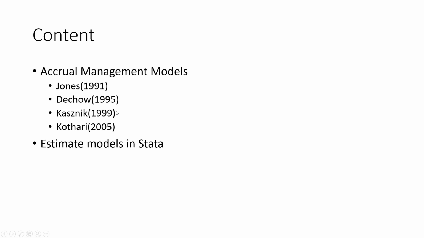We have four main types of models that are used in research: Jones model, Dechow 1995, Kasznik model, and the Kothari model. What we are going to do is look into the formulas or equations of these models. We are not going to talk about the theoretical aspect of it; that is what you can cover from the research papers. Then we are going to look into how to estimate these models in Stata. So basically this is the applied side of accrual management. How do we estimate these accrual management models?